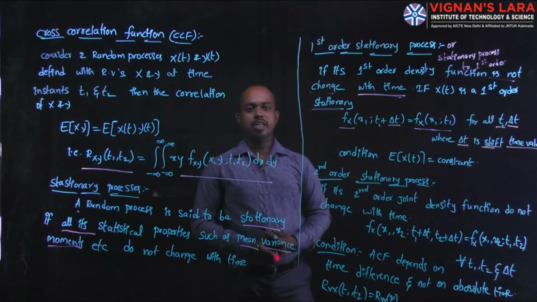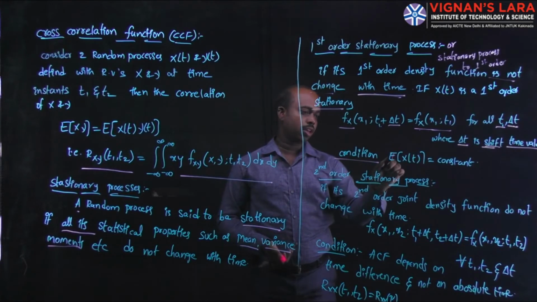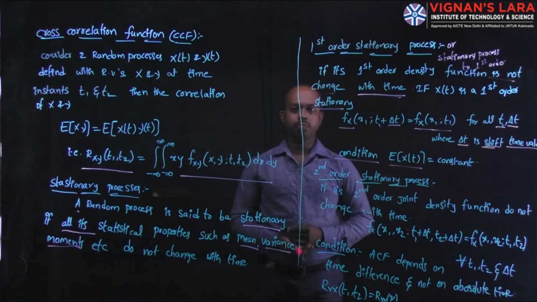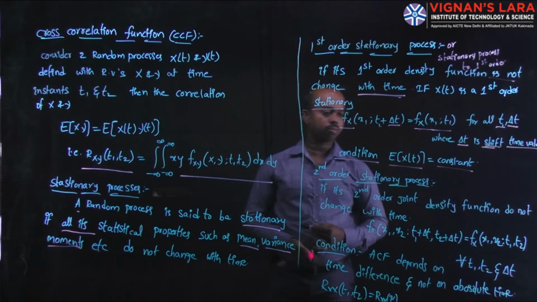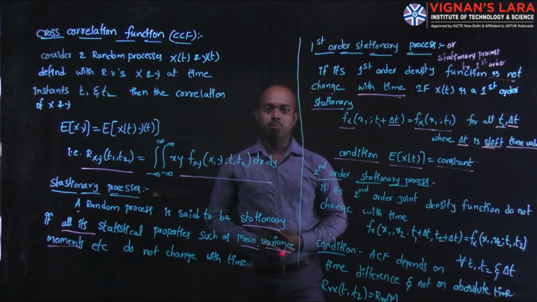What is the condition we have? The condition of a first order stationary process is that the expectation of x of t is a constant value.